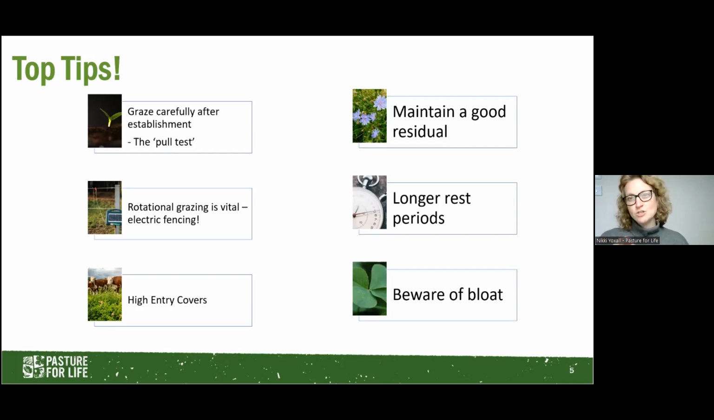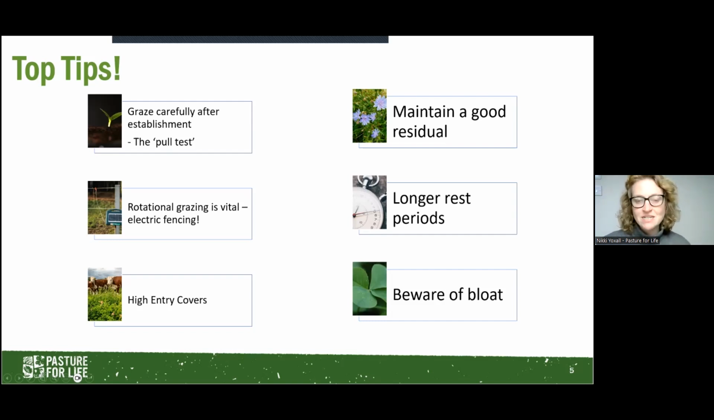So maintaining a good residual really helps to make sure that you can hold animals up and that you're not having issues relating to poaching, the risks of runoff and losing soil. And maintaining a good residual keeps those roots quite well established in the ground, allows the plants to recover and maintains the ability for them to flower. If you graze all the flowers off, you're reducing the potential for them to go to seed and to maintain the persistency over time. These longer rest periods that we've talked about are really important.